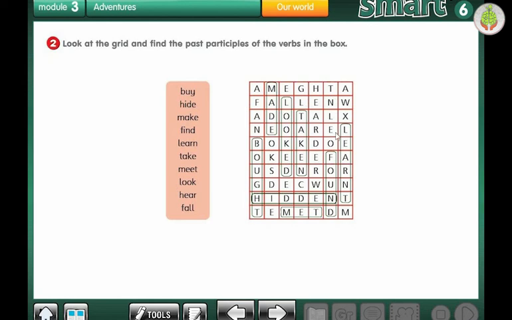Hear, heard, heard. All right, let's search about it. Where is it? Here it is. Heard. Okay. Fall, fell, fallen. Okay, let's search about it. Here it is. Fallen. Please write it down in your book. Make these circles in your book. Let's go to the next exercise.